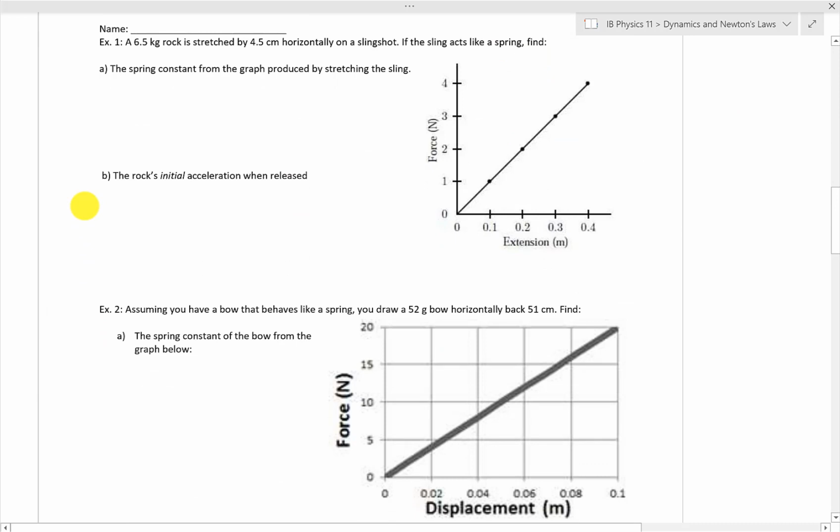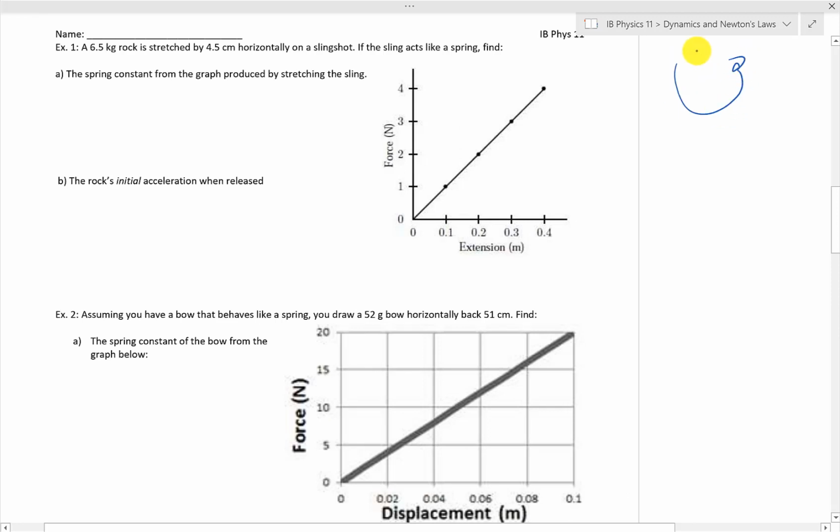Example 1: a 6.5 kilogram rock is stretched 4.5 centimeters horizontally on a slingshot. If the sling acts like a spring, find... Okay, and then here's a brief picture just so you can visualize what's happening here. I have a sling, and then I have the rock being held back. So it's extending the sling here, and of course, if I let go, it's going to propel the rock forward like a slingshot. And we're going to treat it like a spring.